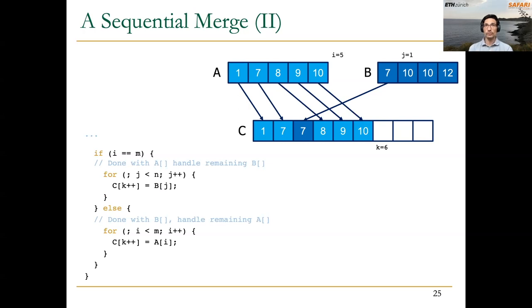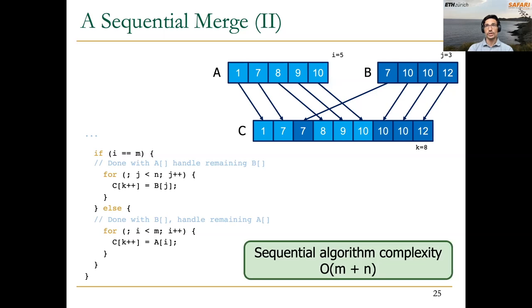In this next part of the code, we have completely finished with one of the input arrays, in this case array A. That's why I is equal to five. So I is equal to the size of the input array. And what that means is that we have to copy the remaining part of B into the output C. And that's what we do for K equals six, seven, and eight. And this way we obtain the sequential merge.